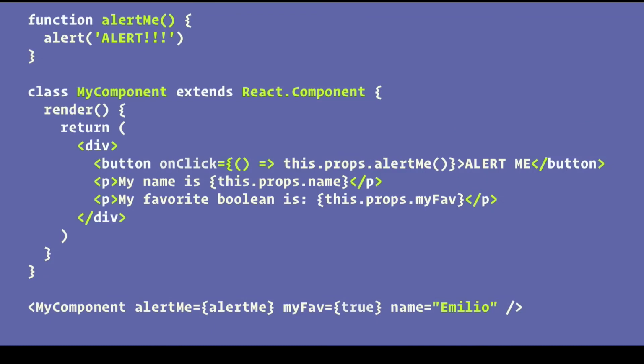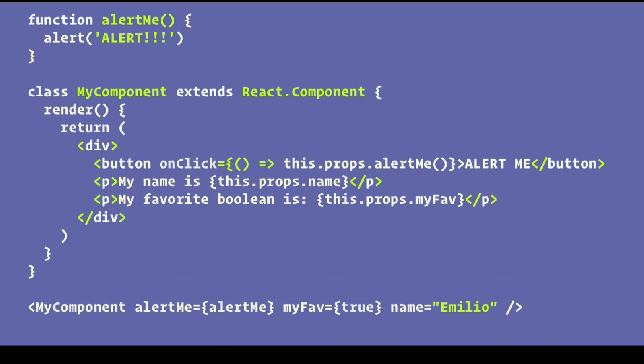Well, when we call the component or when we use the component, we pass in three props. The first prop is alertMe. This is what we call the prop, the name that we assign it. It's alertMe. And the value of that is the alertMe function. Then we pass in a second prop that we call myFave. And we just pass it the value of a Boolean, in this case, true. And then another prop, the third prop, that we just call name. And we pass it the string Emilio.